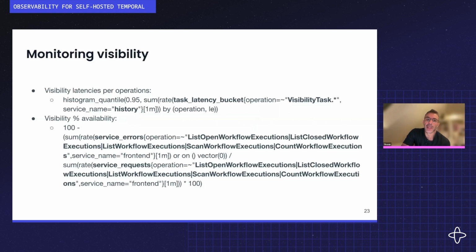One thing is visibility latencies. What we're trying to find out is the latency of your visibility store, which is task latency bucket for operation, anything that starts with visibility task. And similar to the earlier query, we have a visibility percent availability. We are looking at service errors for the most important visibility APIs over service requests. You can create a graph like this yourself if you're using Grafana, or translate it into your Datadog query and have that on your dashboards.